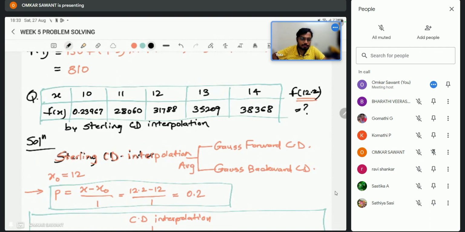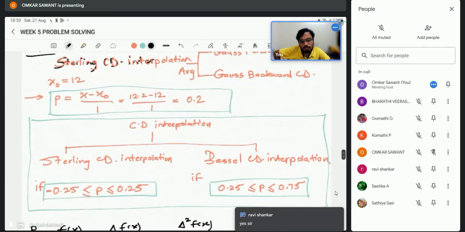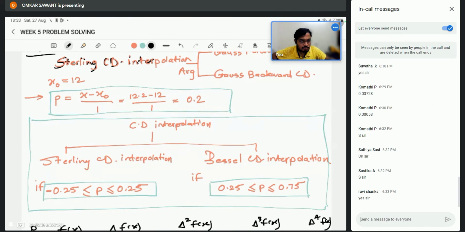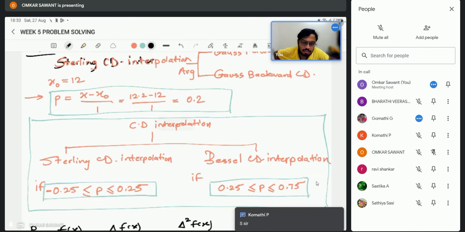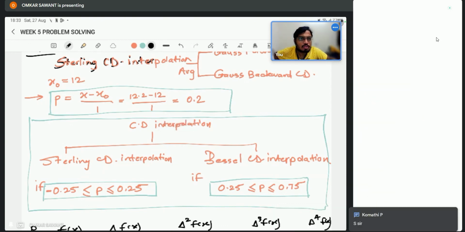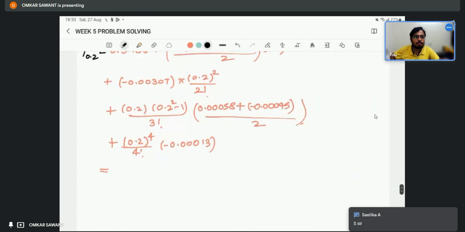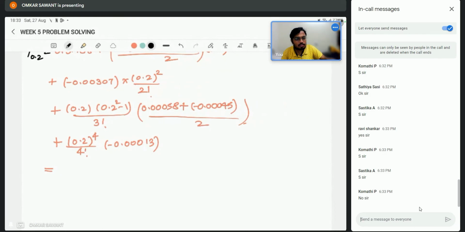Ravi, is it clear? Is it clear when to use Stirling and Bessel? Komathi, is it clear? Yes, sir. You just calculate this. Do you have any doubt from the previous session? Any doubt from the present session?